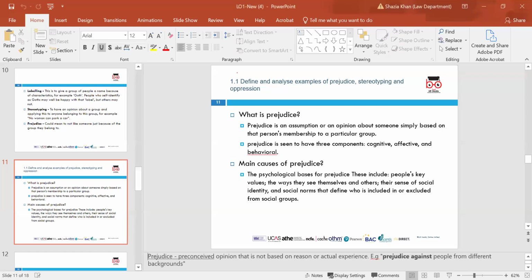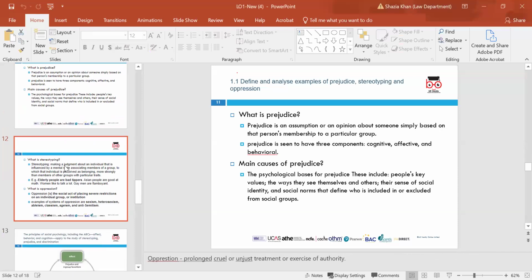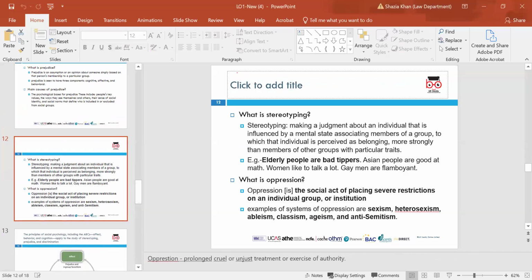Next one to look at is stereotyping. When we look at stereotyping, that's an element of someone making a judgment about an individual that's influenced by a mental state, associating members of a group to which the individual is perceived to belong. So stereotypes are characteristics that society instinctively attributes to groups of people and classifies them accordingly.